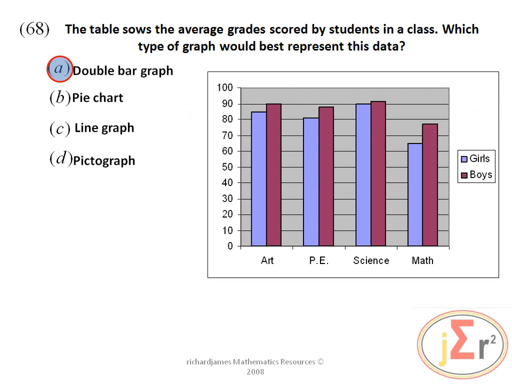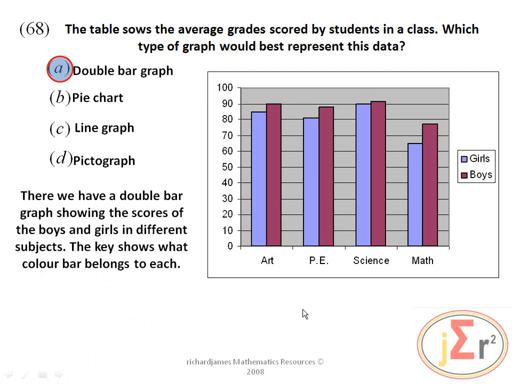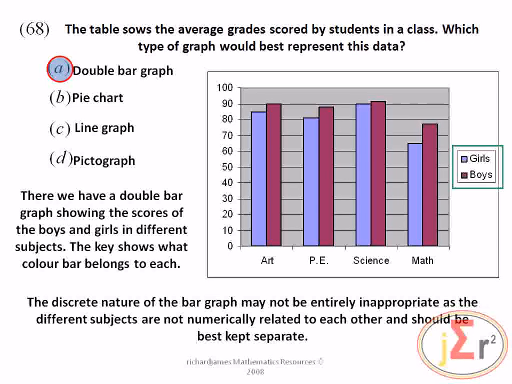We have a double bar graph right there. And of course the blues represent the girls and the purple or brick red represent the boys. So here we have them. All the blue bars are for the girls, and all the others are for the boys. And we have the different subject areas shown right there. So there we have a double bar graph showing the scores of the boys and girls in different subjects. The key shows what color bar belongs to each. The discrete nature of the bar graph may not be entirely inappropriate, as different subjects are not numerically related to each other and should be kept separate.